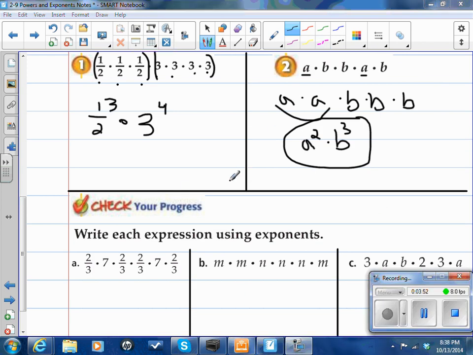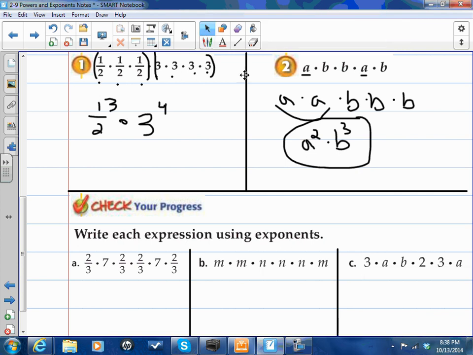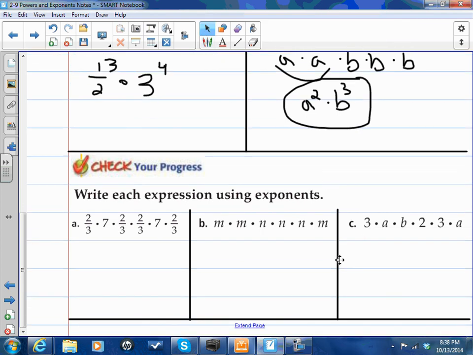Okay, so there are 3 on the bottom here that you should maybe try on your own, and then pause me and come back and see if you have the right things, and then use your book as a reference as well.